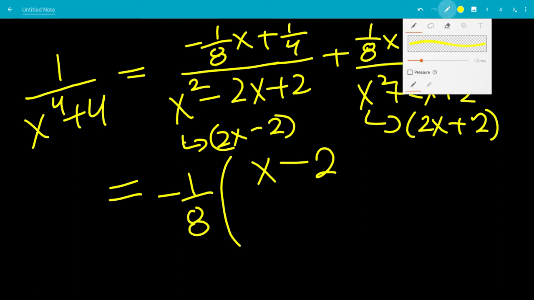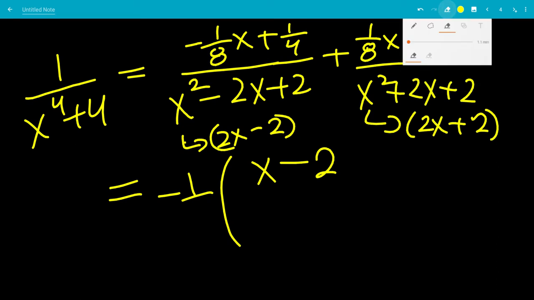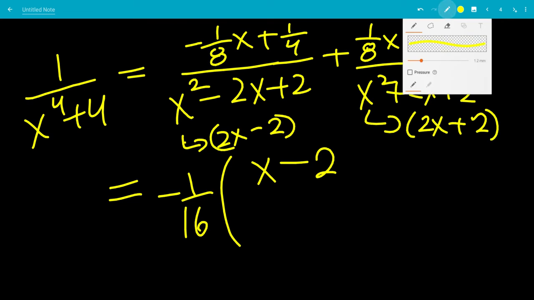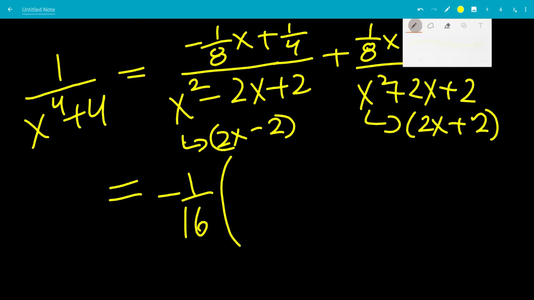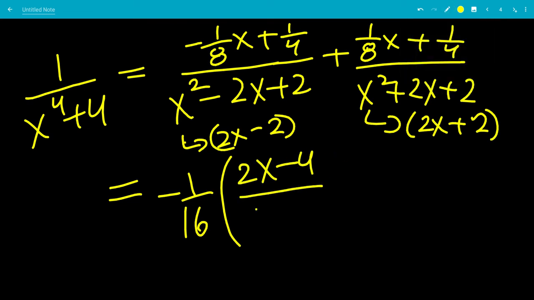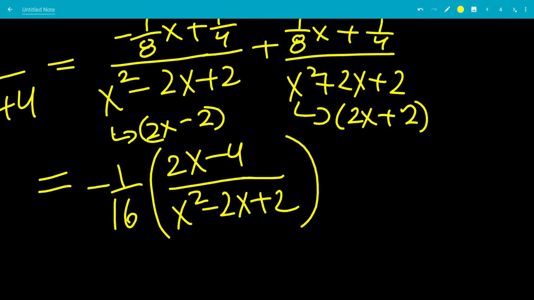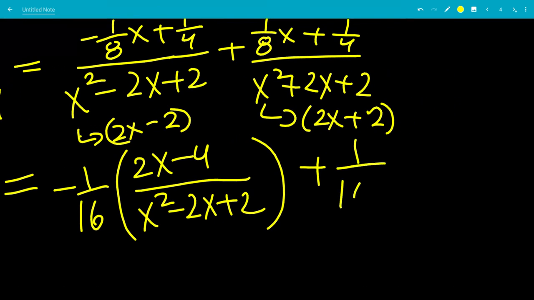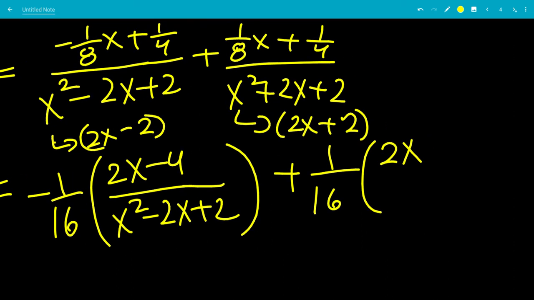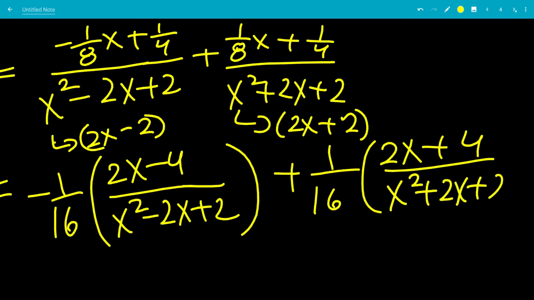So we need to factor out another 1/2. So we have to multiply by 2, so that would be 2x minus 4 on the top, all over x squared minus 2x plus 2. And then we're going to do the same thing, 1/16. So we're going to factor that out. That would be 2x, because 2 over 16 is 1/8, plus 4, because 4 over 16 is 1/4, all over x squared plus 2x plus 2.